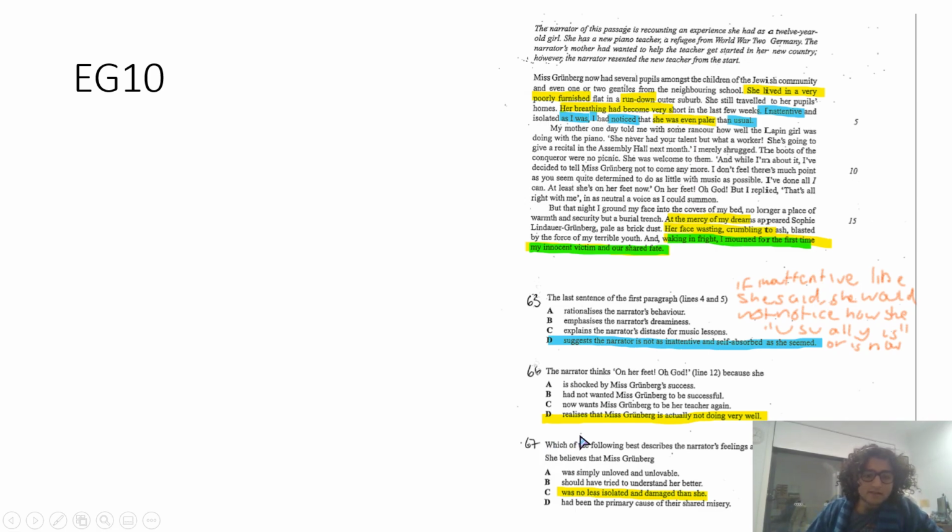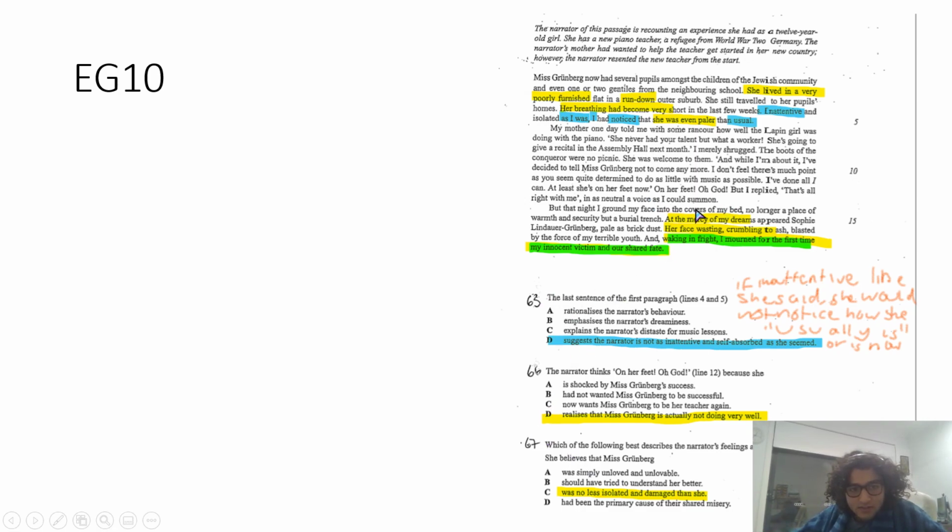67. Which of the following best describes the narrator's feelings at the end of the passage? She believes that Miss Grunberg, C, was no less isolated and damaged than she. Right. Let's look at the green text. "Waking in fright, I mourned for the first time my innocent victim and our shared fate." She's talking about my innocent victim and our shared fate. We have the same fate, right? We're the same, and we're no less isolated. This lady is not more isolated than she is, because they have the same fate.